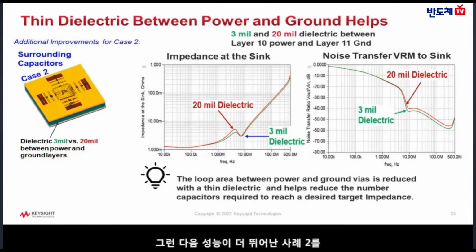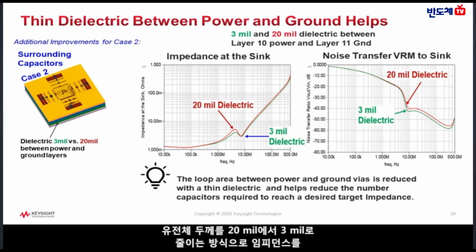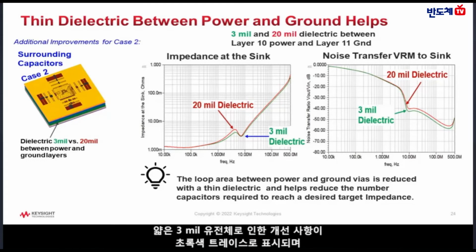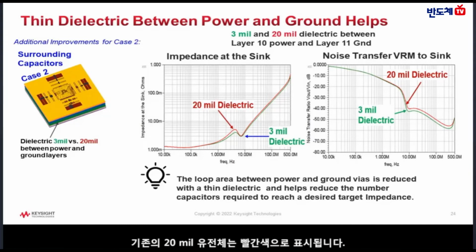Next, the better performing case 2 with surrounding capacitors is used as the starting point to see if the impedance can be further improved by reducing the dielectric thickness between the power and ground layers from 20 mils to 3 mils. This simple fabrication change to the stack-up shows an improvement with the thinner 3 mil dielectric shown by the green trace when compared to the original 20 mil dielectric shown in red.